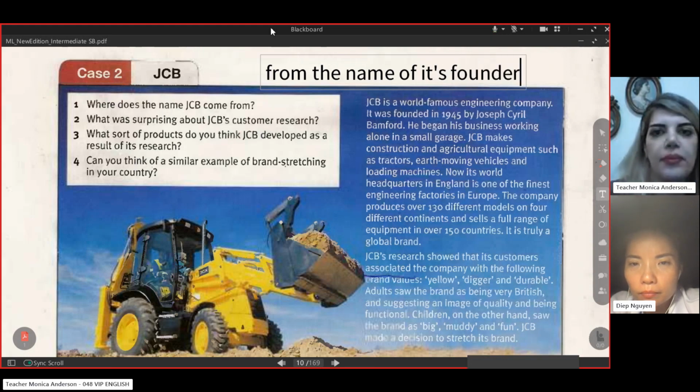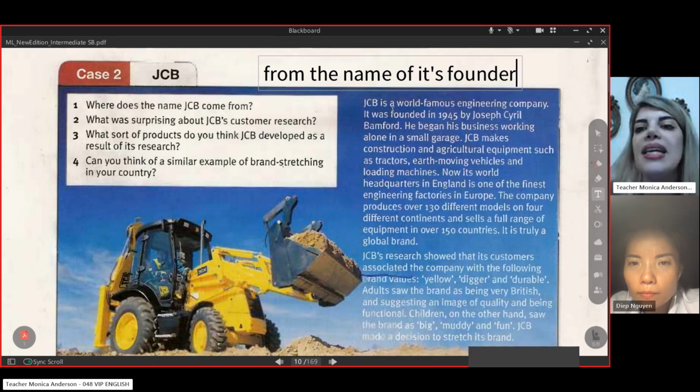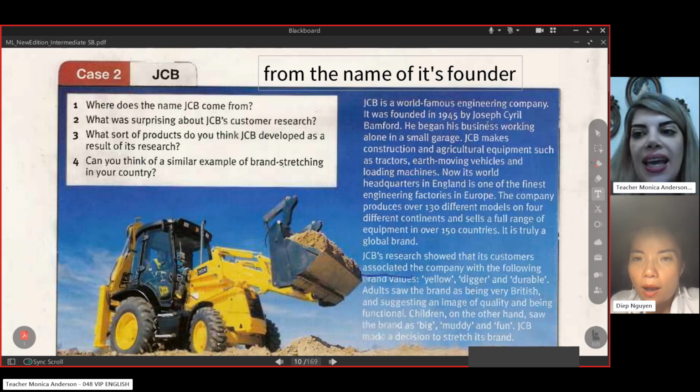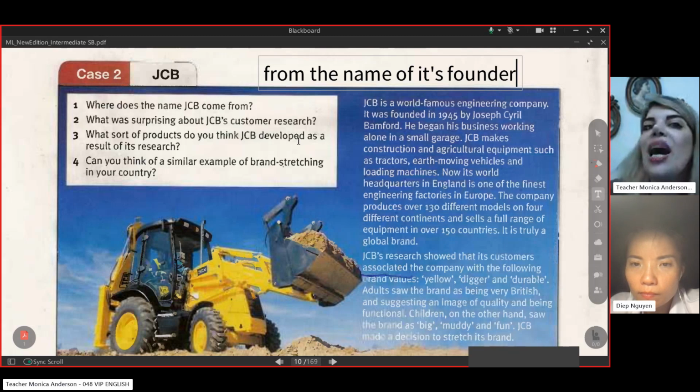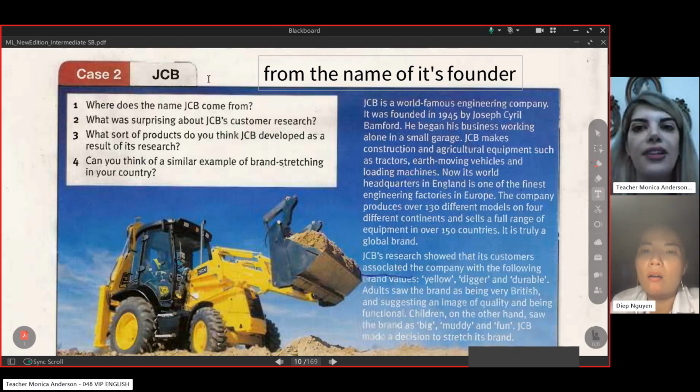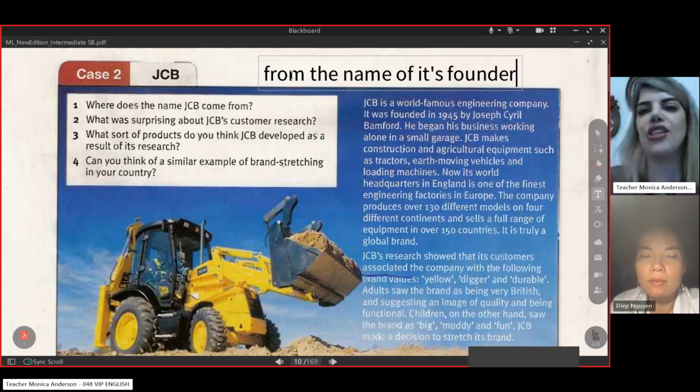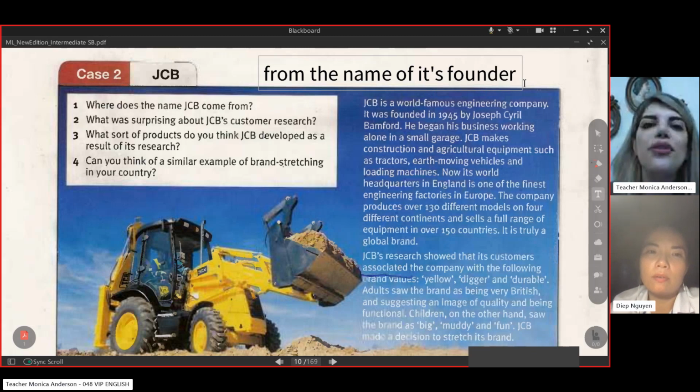Okay, so as you can see, JCB is a world famous engineering company. It was founded, okay. So actually, it comes from the name of its founder, a person who established it, because his name was Joseph Cyril Bamford. So JCB is an abbreviation of the name of its founder, a person who established it.